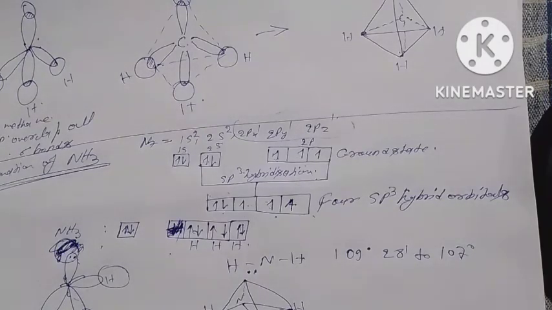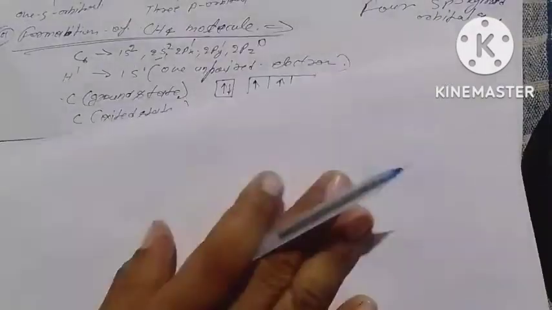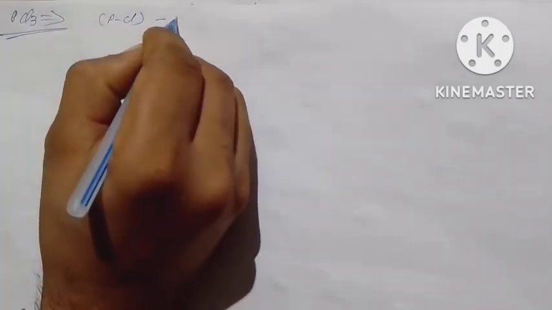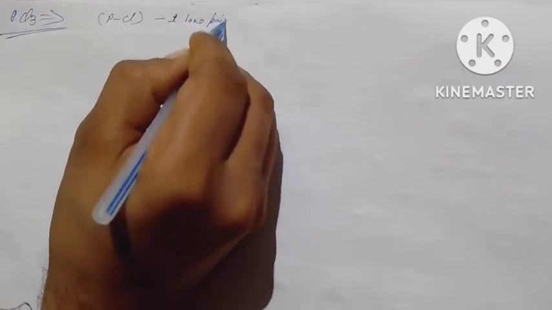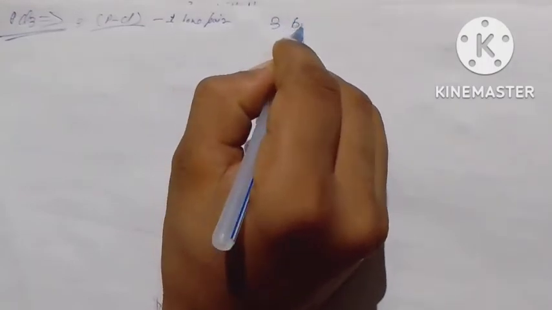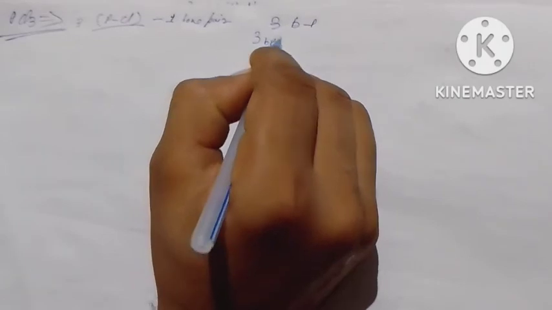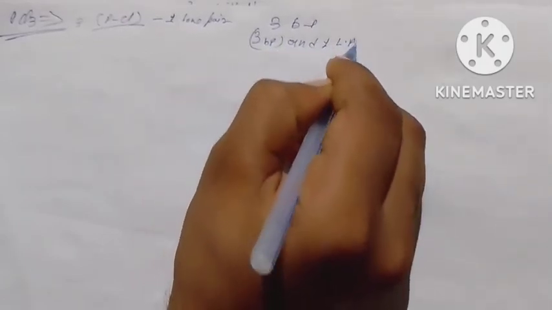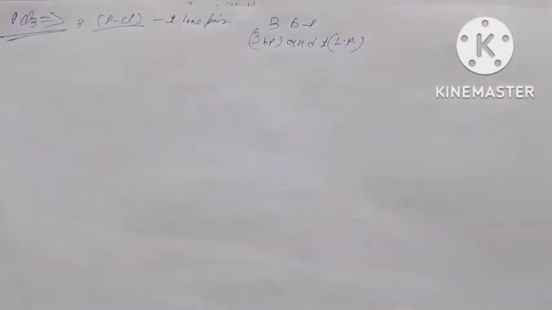Next is the structure of PCl3. Formation of PCl3. PCl3 is also formed by sp3 hybridization. It has three bond pairs and one lone pair. PCl3 is also formed by sp3 hybridization, with three bond pairs and one lone pair of electrons in the fourth orbital.